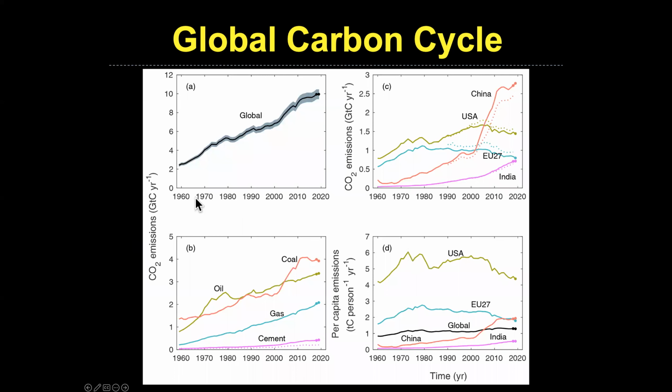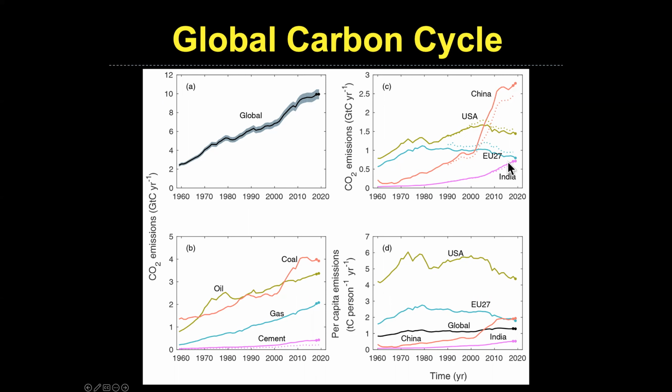And here's what's happened. Globally, this is how much carbon has increased from the 1960s through 2020. Here's the idea of cement, gas, oil, and coal. They have all increased. And here's the breakdown per person. So the United States is still the highest per person, but in total, China has significantly shot up the list. Again, this is through 2020, so it's pretty recent data.